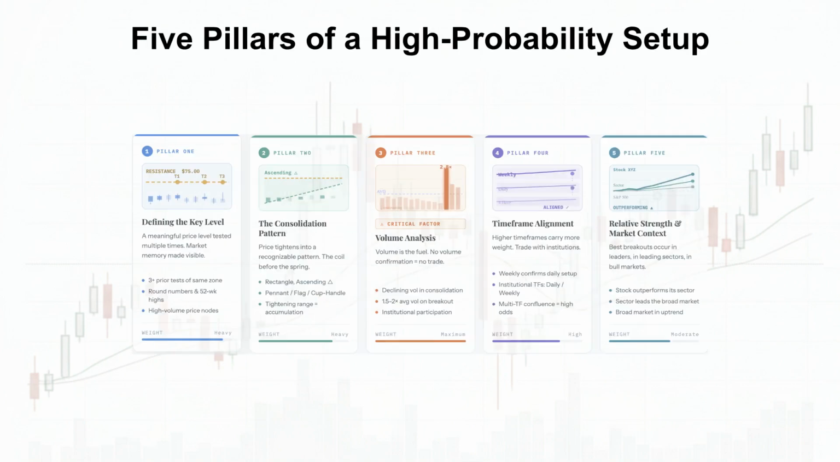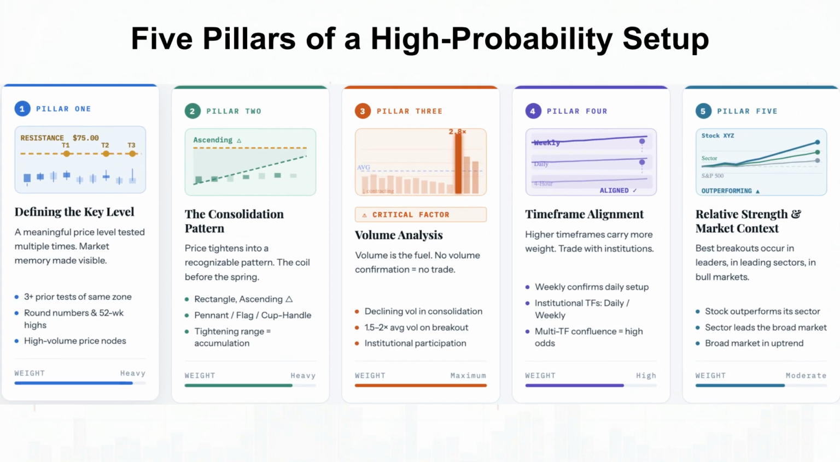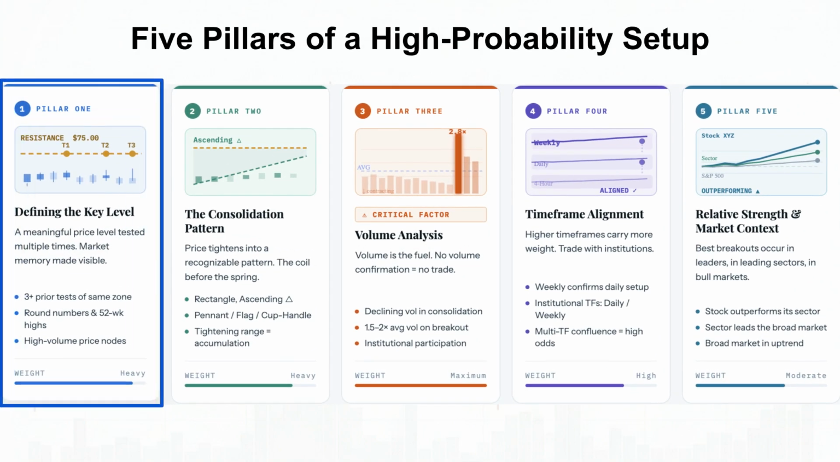Before we move to the chart, let's anchor the 5 pillars of a high-probability breakout. Pillar 1. Defining the key level. A meaningful resistance level is tested repeatedly, 3, 4, or more times, without breaking through. Repetition builds significance, and confluence strengthens the level.